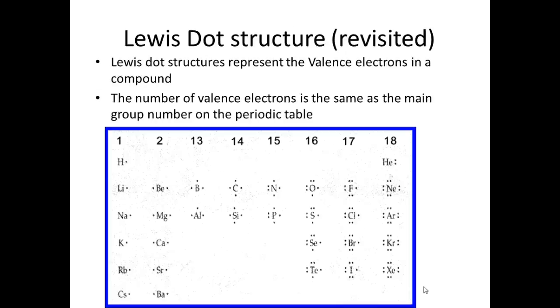Lewis dot structure is something that we covered in the past. Now it's the column number of the main group elements. So these are the main group elements, or the A group in your periodic table.